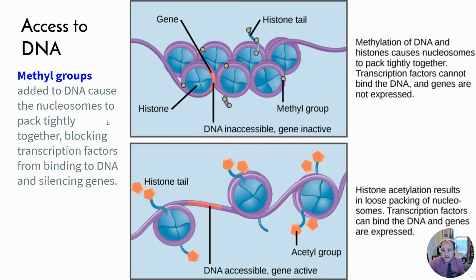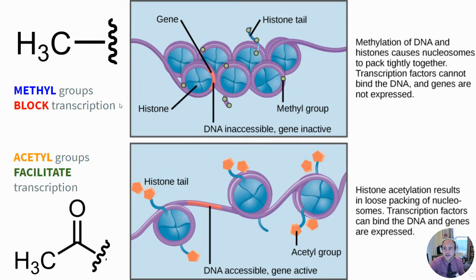Methyl groups, on the other hand, are going to cause these histones to wrap up tight again. So acetyl groups will loosen DNA, methyl groups will tighten DNA. Methyl groups tighten DNA and block access or transcription, and acetyl groups loosen or relax our histones in DNA, which allows the gene to be active and accessible by things like RNA polymerase. So here we see our methyl group blocking transcription and acetyl groups facilitating transcription.